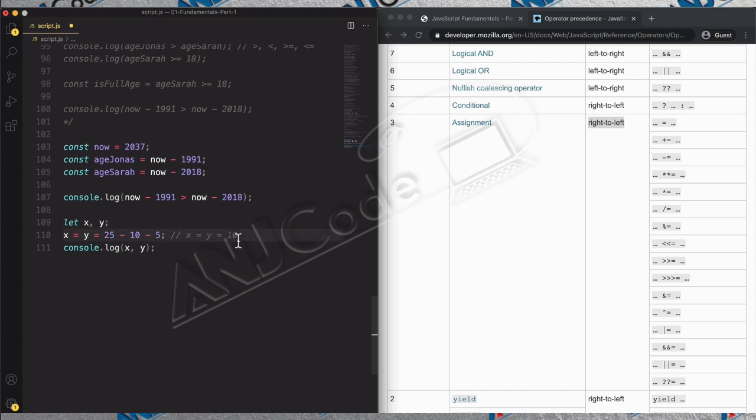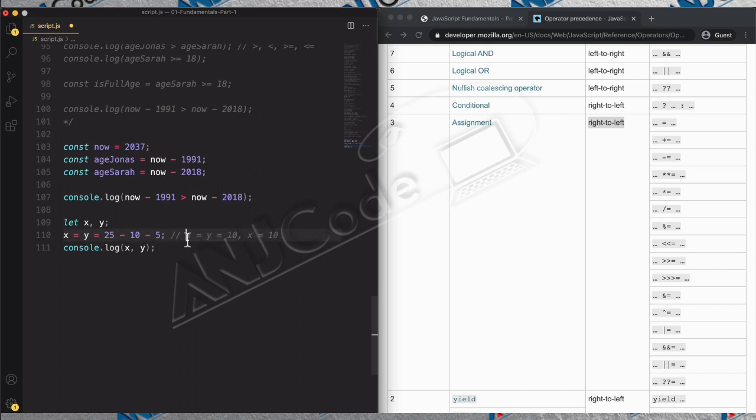And so what happens is that we will have y equals 10. And so at this point, y is equal to 10. And so what we have then is x equal to 10. Okay? And then after that, we're only left with x equal 10. And so at the end, both x and y are going to be 10. Okay, maybe that sounded a bit confusing, but that's just how it works when you evaluate from right to left.